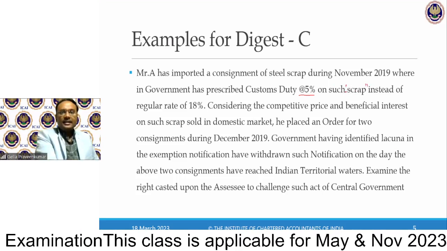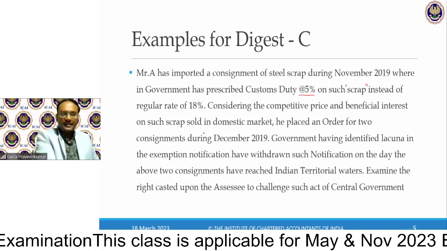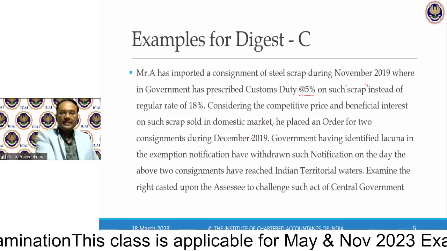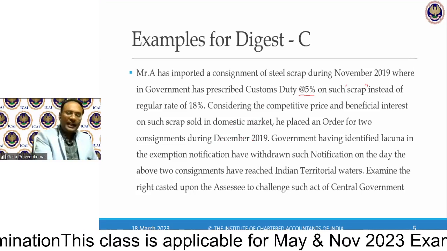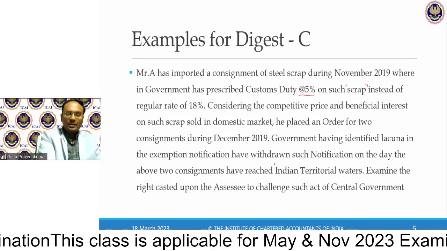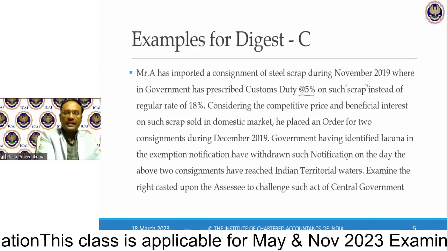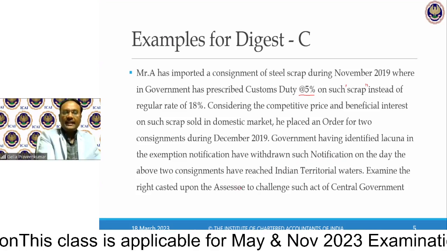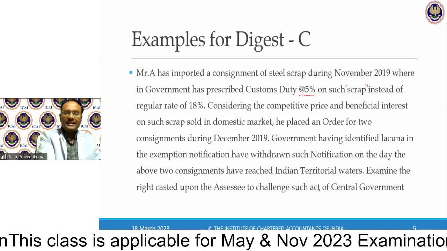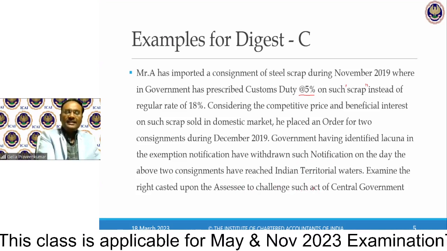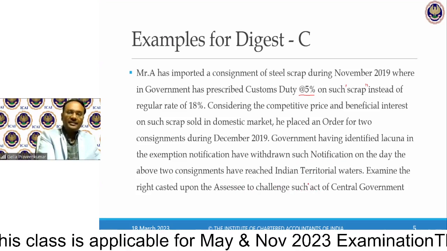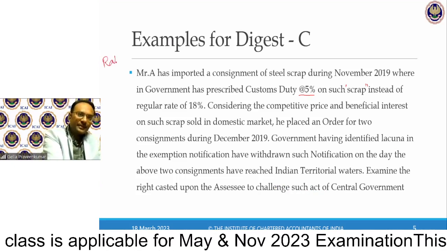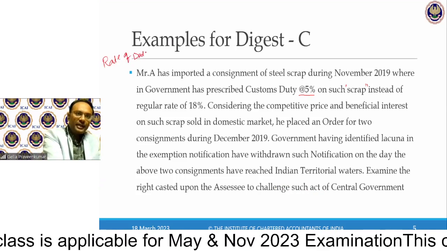Now, considering the competitive price and beneficial interest on such scrap sold in the domestic market, he placed an order for 2 consignments during December 2019. Government, having identified a lacuna in the exemption notification, has withdrawn such notification on the day the above 2 consignments reached Indian territorial waters. Examine the right of the assessee to challenge such an act of the central government. Now, this is one of the trade practices which will be examined on the basis of the rate of duty applicable.